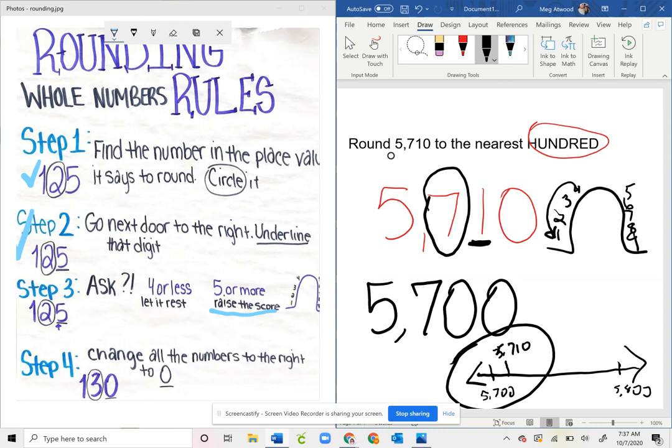All right, guys, follow this as a checklist, okay? So we completed step 3 because we asked ourselves 4 or less, and we completed step 4 because we changed all the numbers to my right to a 0. Follow this as a checklist. It will help you. That's why we used it.